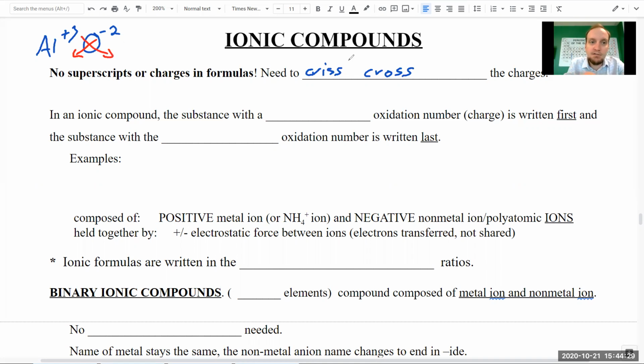So our final formula would be Al, not 3, but 2, then O, and then we're going to take the 3 from the aluminum and move it down here. Again, notice I dropped off the positive and negative signs.